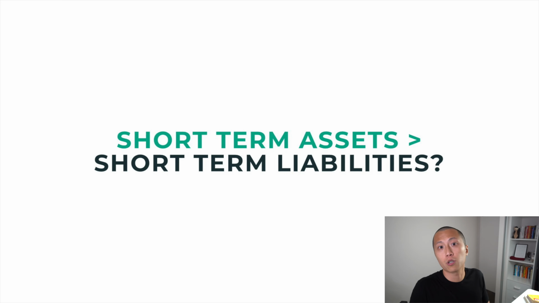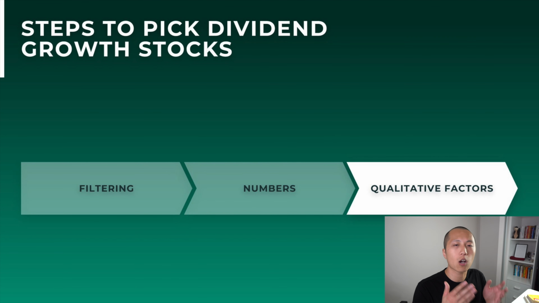Do they have enough short-term assets to cover their short-term liabilities? Better yet, can their short-term assets cover their long-term liabilities? And then the third thing is their debt to equity ratio. How much debt do they have compared to the amount of equity they have? And the final step is looking at qualitative factors for these dividend growth stocks.